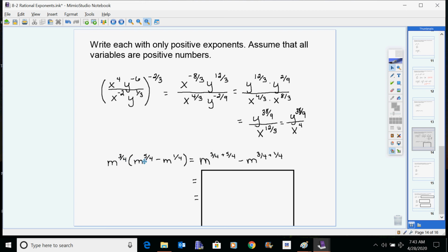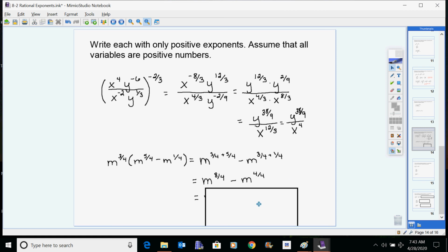M to the 3/4 times m to the 5/4, 3/4 plus 5/4. M, and then you add these exponents. This will give us 8/4, and the other one gives us 4/4, which we reduced to 2 and 1. These are not like exponents, they're not like terms, so they can't go together. So reminding you, these fractions don't have to be scary, you just need some practice with them.